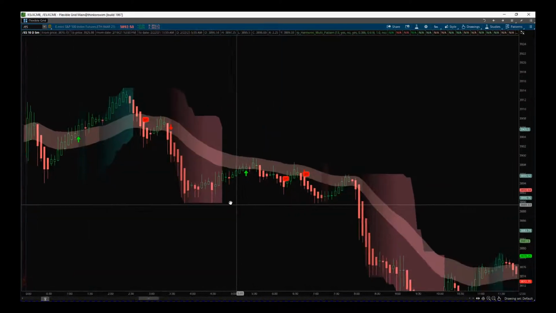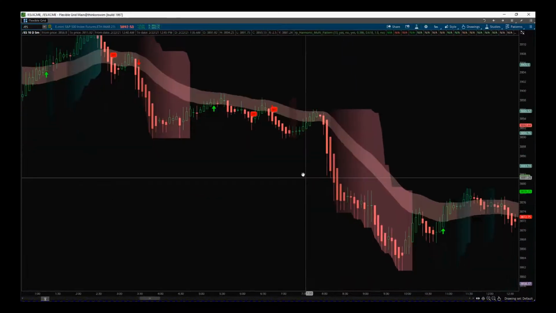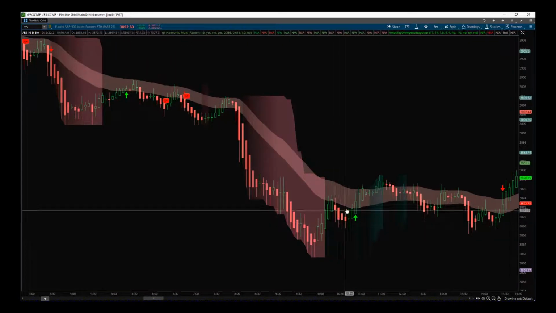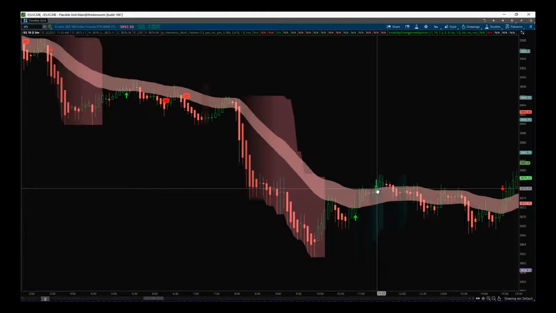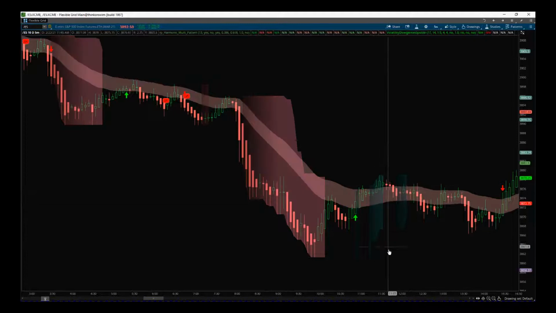Comes back up to test the cloud, doesn't close above, doesn't close above, doesn't close above, and then goes even further down. So this is a really big trade. We're moving up and finally closes above the EMA cloud, another winner. So we're on 8 winners, 1 break even at the moment.